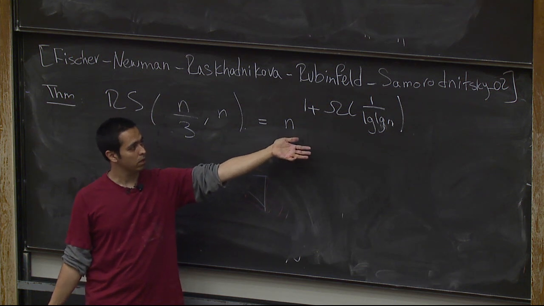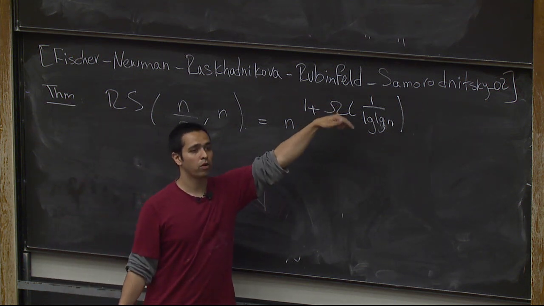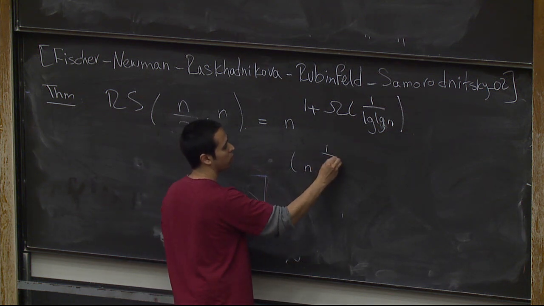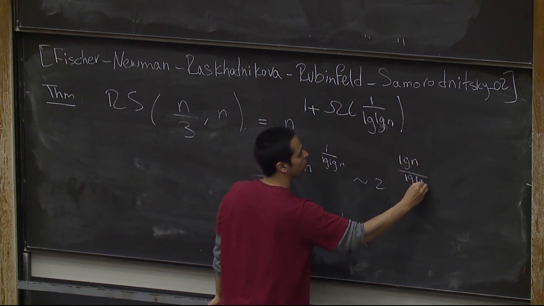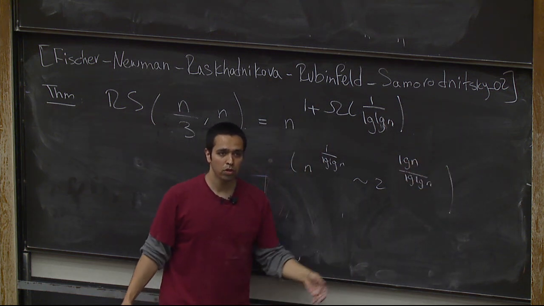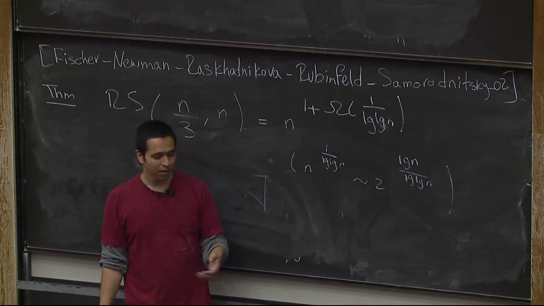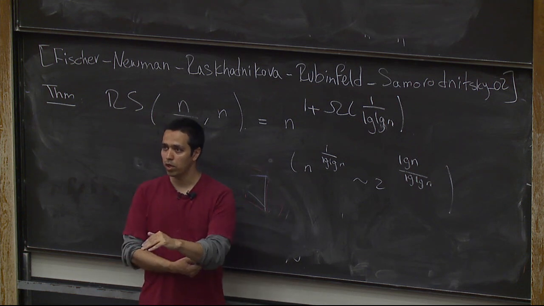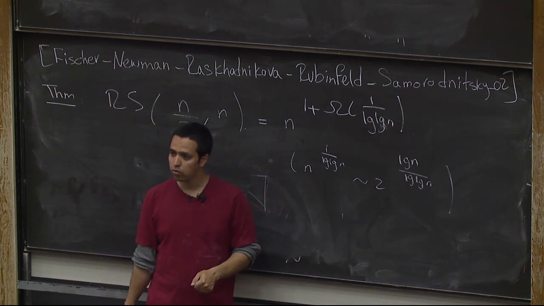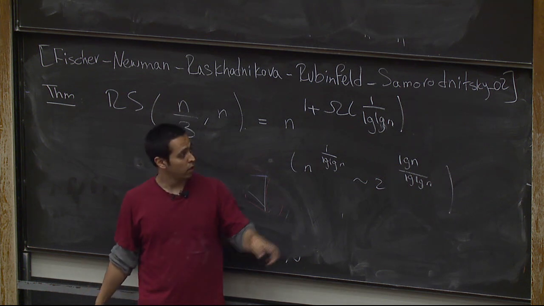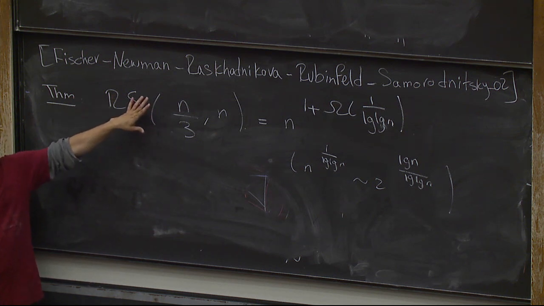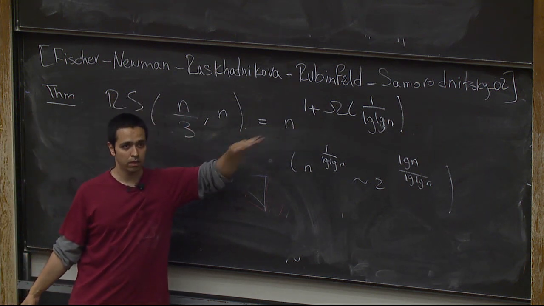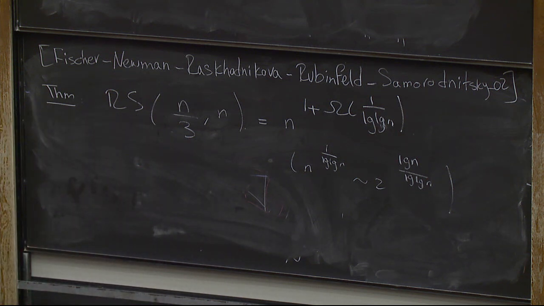How much is this? Think about it: what is n to the 1 over log n? n to the 1 over log n is the same as 2 to the log n divided by log n. 2 to the log n would have been some polynomial in n. You're just making it slightly sub-polynomial. This is much larger than 2 to the square root log n, much larger than any poly log n. So this bound is much larger than n poly log n. You can have very, very large induced matchings and still get superlinear, more than n poly log n edges. Okay, so there is this construction.